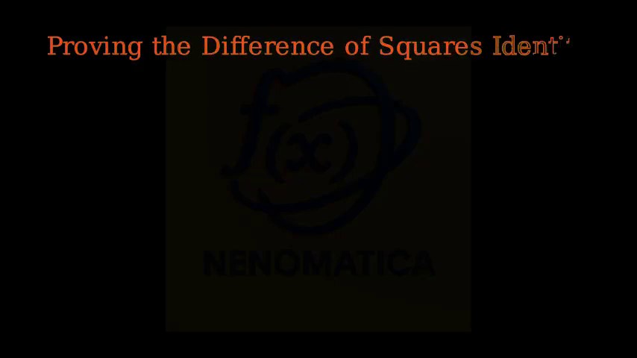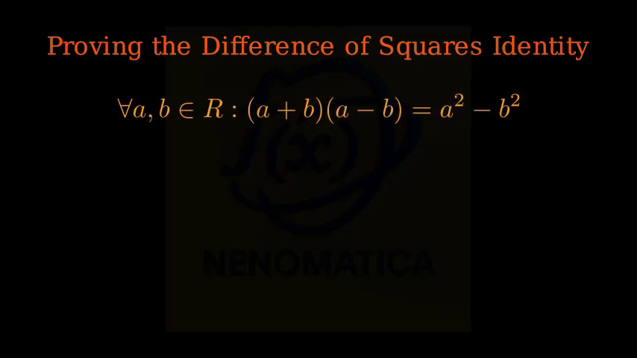Welcome to this math video, where we'll prove an important algebraic identity. Let's begin with our example. We'll prove the following statement. For all a and b in the set of real numbers, the product of a plus b and a minus b equals a squared minus b squared.